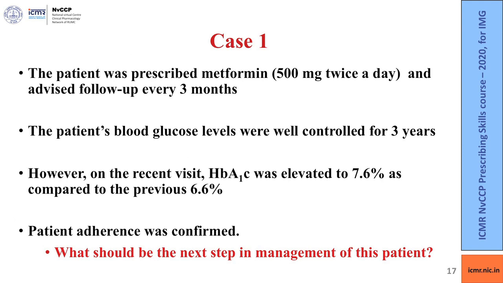So, as we have seen here, the patient was prescribed metformin 500 milligrams twice a day and followed up every 3 months. The patient's blood glucose levels were well controlled for 3 years. However, on the recent visit, HbA1c was elevated to 7.6% as compared to the previous 6.6%. Patient adherence was confirmed. It was then decided to add another pharmacological agent. So, what should be the next step in the management of this patient?